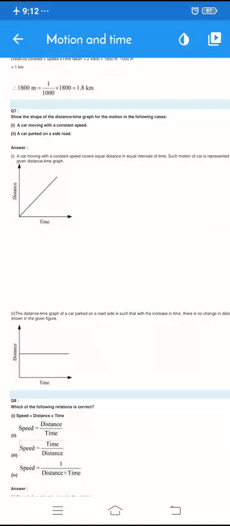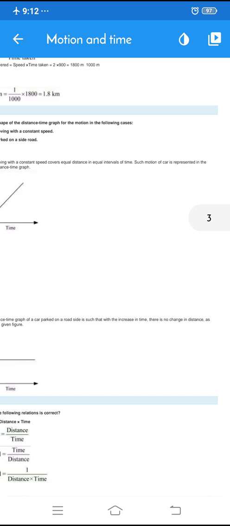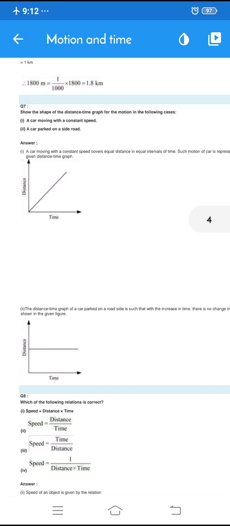If a car is moving along a straight line with a constant speed, how do you show it in the graph? If the line is in a straight direction, then the graph shows the car is moving with a constant speed. A car moving with a constant speed covers equal distance in equal intervals of time. That's why it is shown through this diagram.